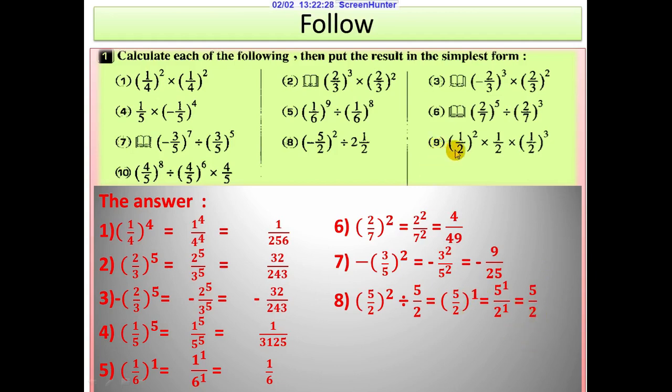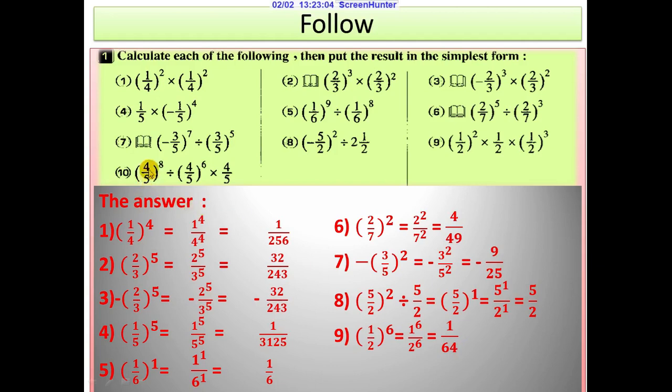Number 9, we have more rational numbers here, all of them multiplying each other. How to solve it? We keep a half as it is and add their powers. So it will be (1/2) raised to power 6, because here we have 2 plus 1, it will be 3, and 3 plus 3 equals 6, and we distribute this power up and down. It will be equal to 1 raised to power 6 over 2 raised to power 6, finally equal to 1 over 64.